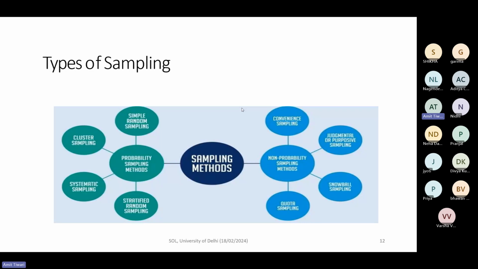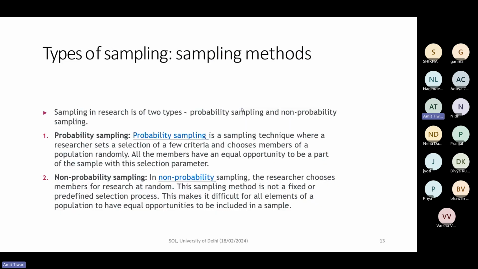So there are two major kinds of sampling methods. One is probability sampling method, another is non-probability sampling methods. Probability sampling methods include simple random sampling, cluster sampling, systematic sampling, stratified sampling, whereas the non-probability sampling methods include convenience sampling, judgmental or purposive sampling, snowball sampling, and quota sampling. We will go through one by one to each.